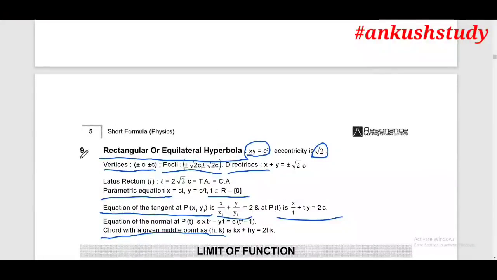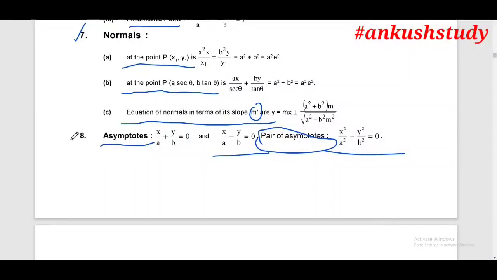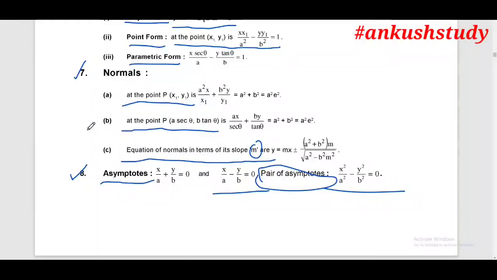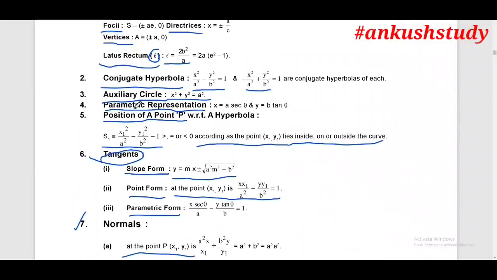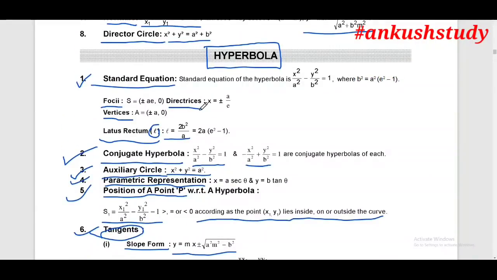Okay, so this was the rectangular or equilateral hyperbola. This was the asymptotes. Please see it once again. And this was the normals. This was the tangents formula. And this was the position of a point P. This was the parametric representation, auxiliary circle, conjugate hyperbola, and the standard equation.